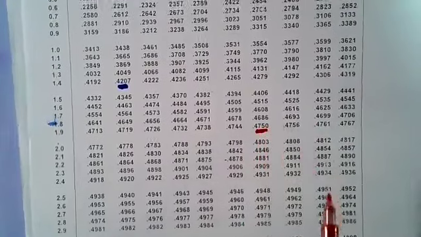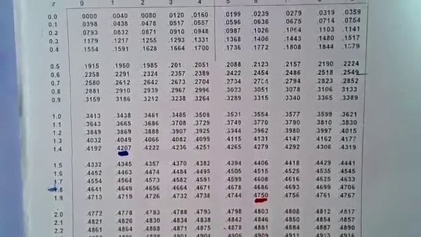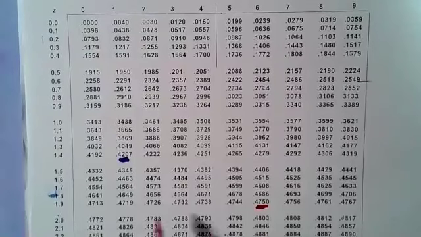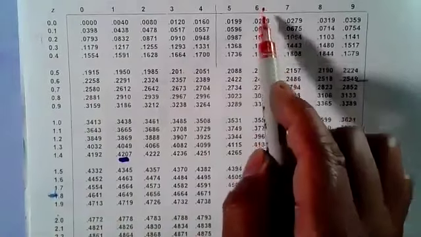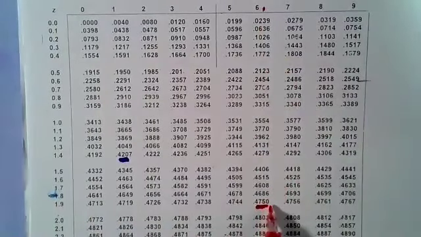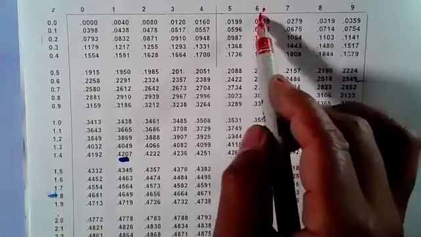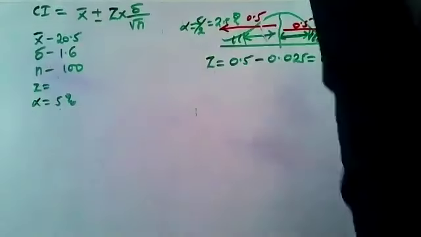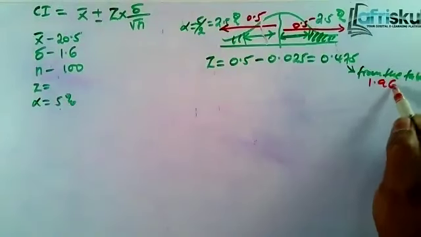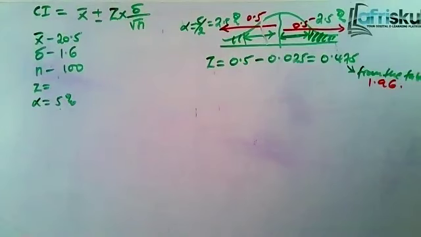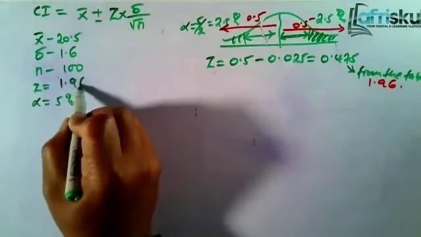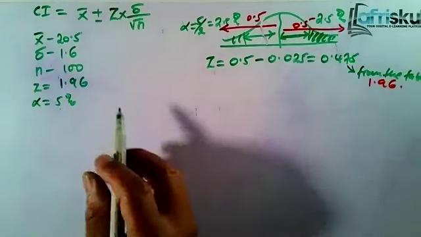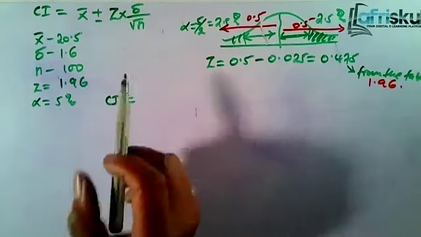This is how you read the coordinates. You look at 0.475, then you read the coordinates: 1.96. So it will be 1.96. So we already now have our Z. Our Z, we have seen, is 1.96.